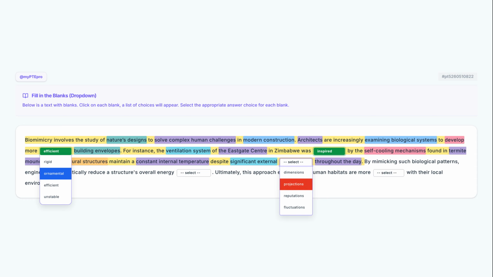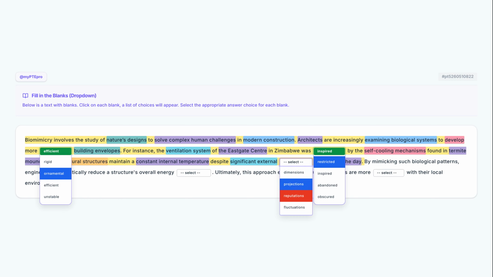Incorrect. Reputations. The term reputations refers to beliefs or opinions about something. This is a social concept and is entirely irrelevant to the physical, self-cooling mechanisms and temperature control discussed in the passage. Incorrect. Fluctuations. The term fluctuations describes the significant external changes in temperature that occur throughout the day.